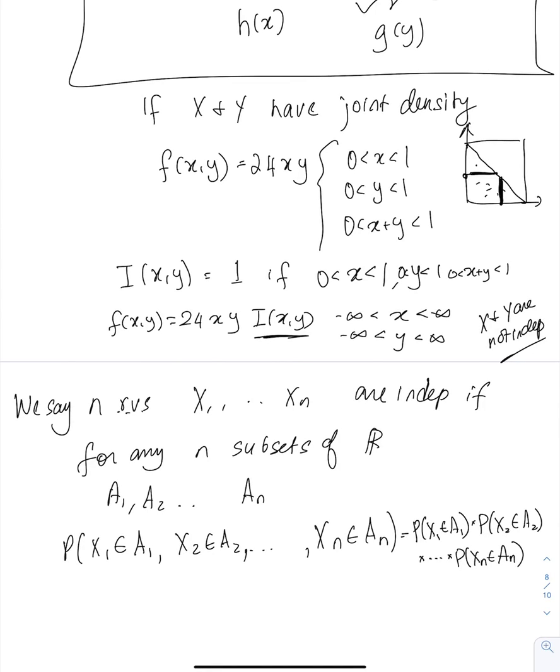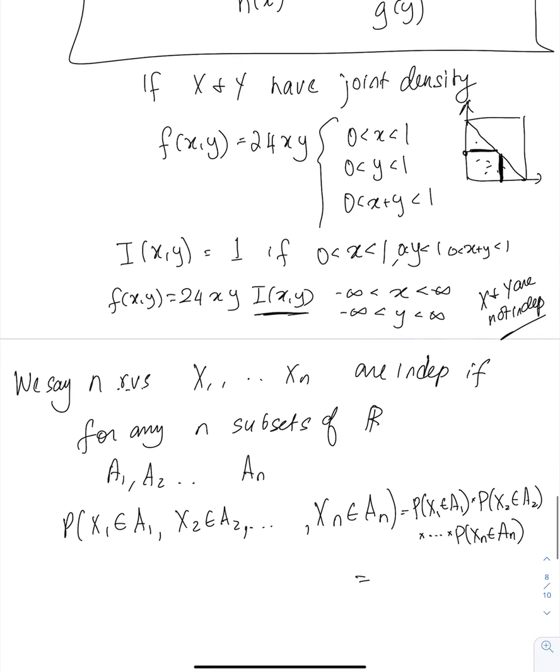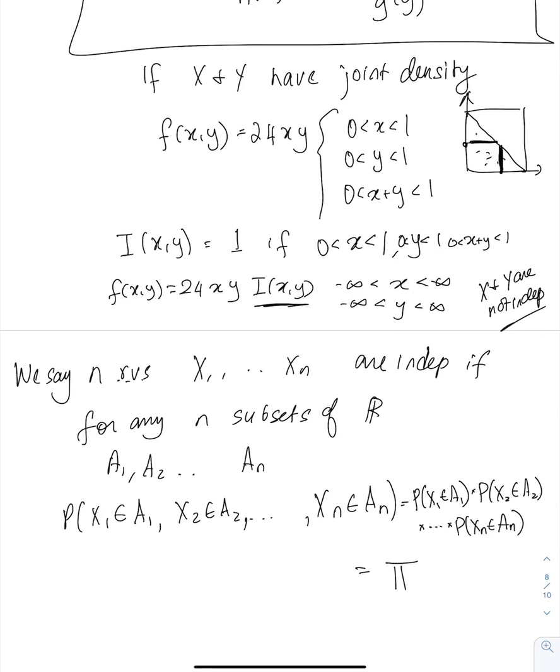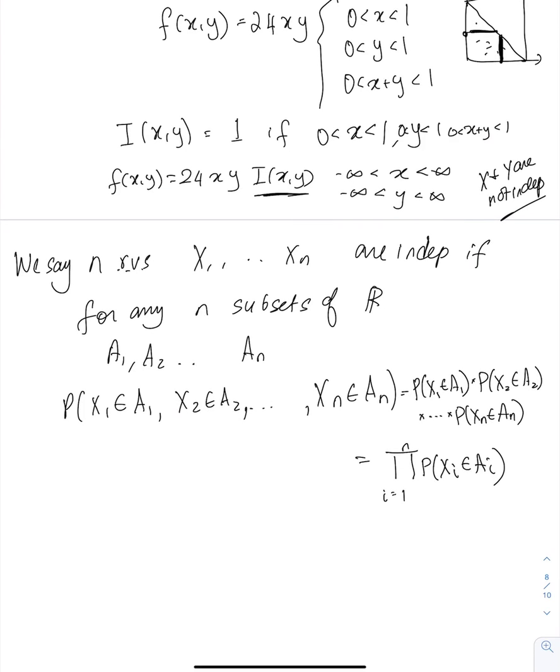I don't know if you've seen this product notation for summation. Just like you had summation, this is now the product equivalent to summation. So that's true for n random variables. It's just a generalization of the 2 random variable case.